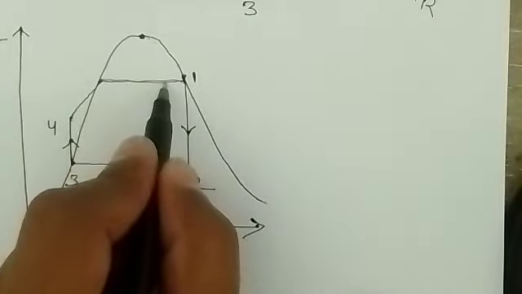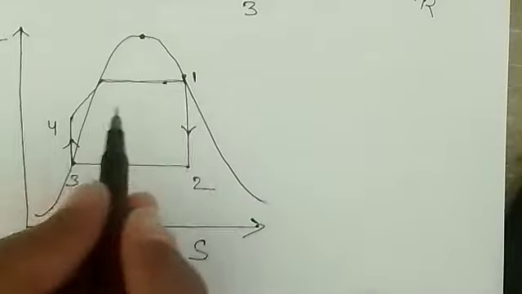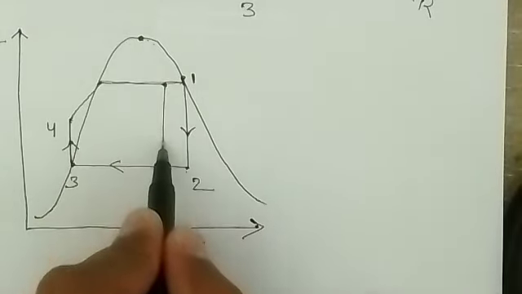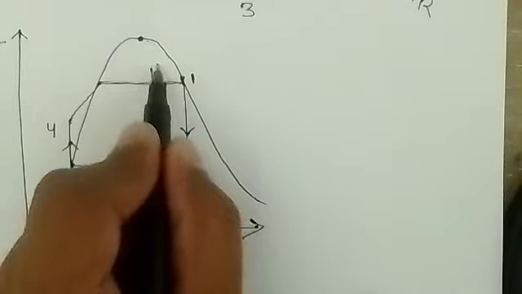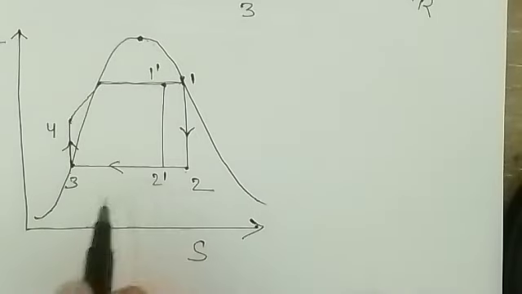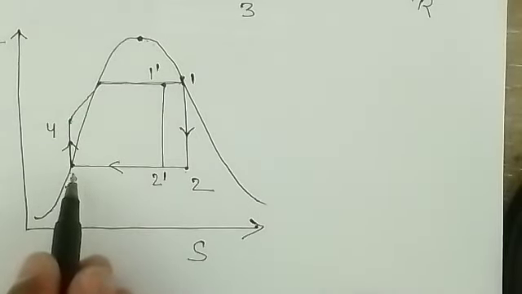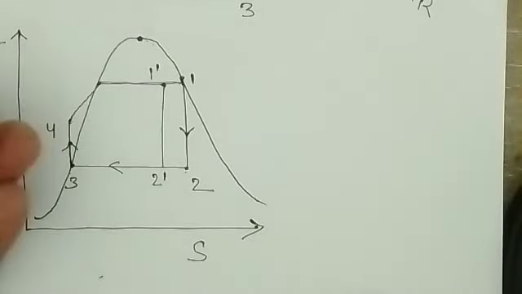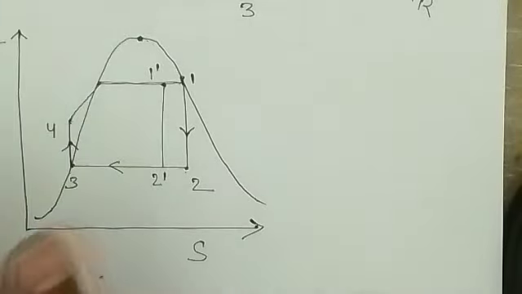Now we see the wet steam. For wet steam, this will come here, right? So it is like this. That is 1 dash and this is 2 dash, and 2 dash to 3, condensation will take place. 3 to 4 compression, and 4 to 1 dash heat is supplied.